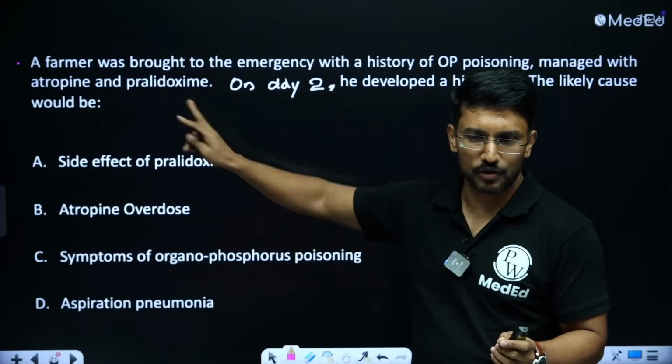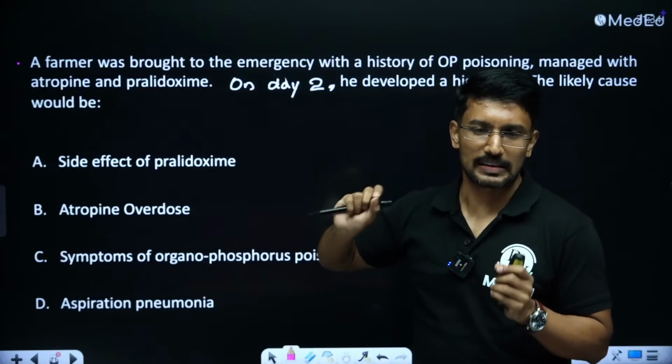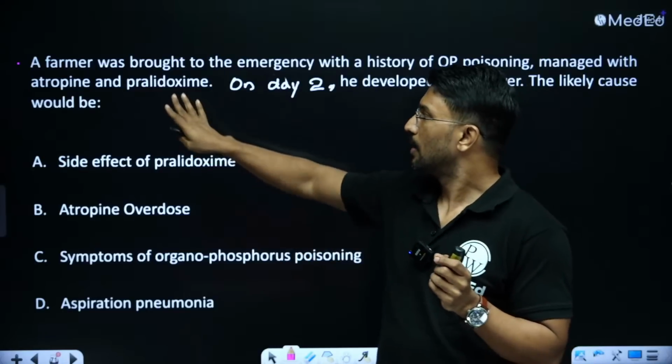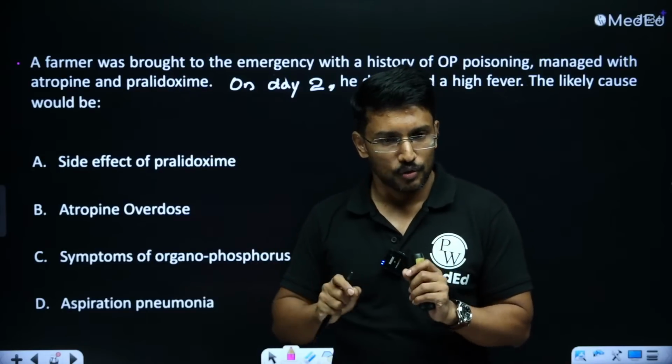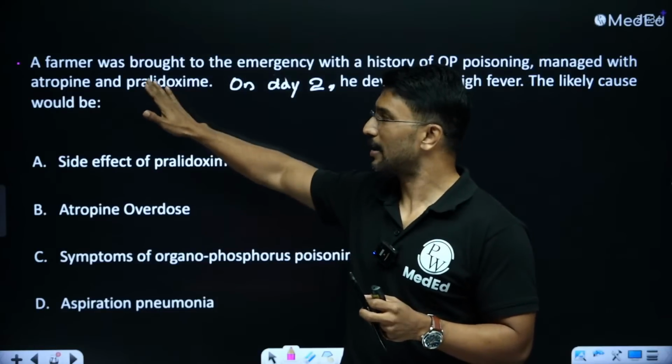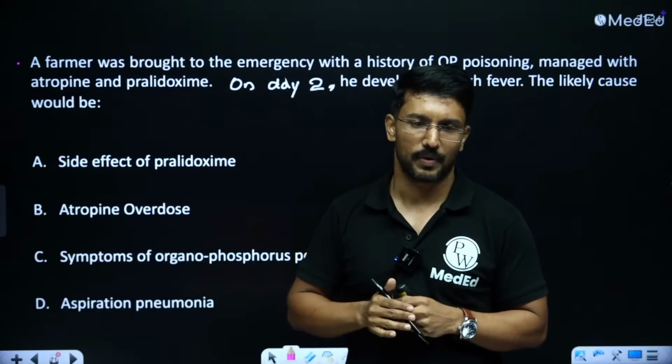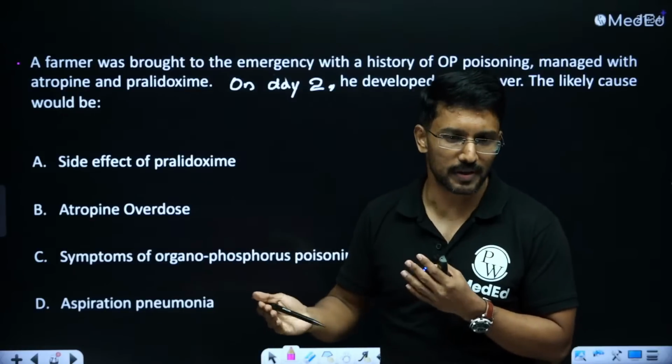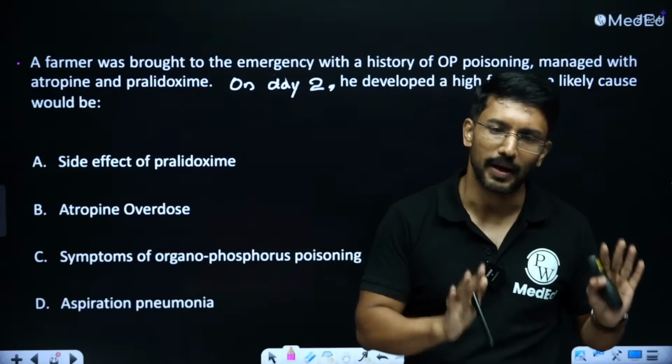Atropine and pralidoxime. What is the current status of pralidoxime? Is it recommended? WHO still continues to recommend use of pralidoxime, but Indian studies are not in favor of pralidoxime. Studies have shown that it doesn't give any benefit. So the mainstay is to treat with atropine.